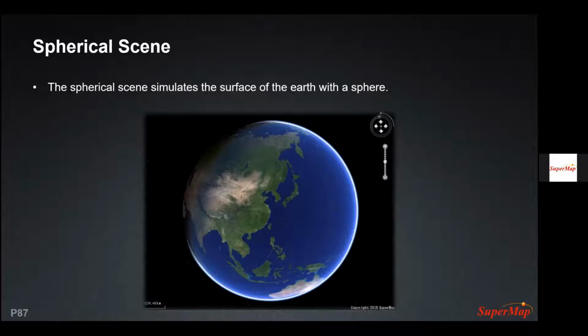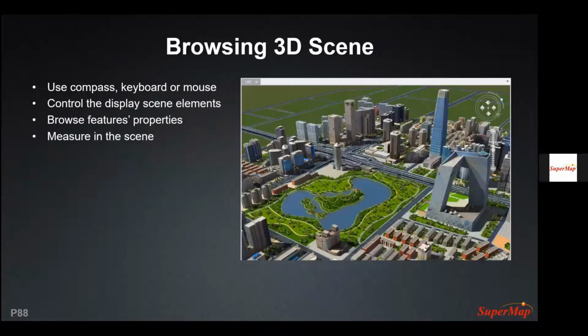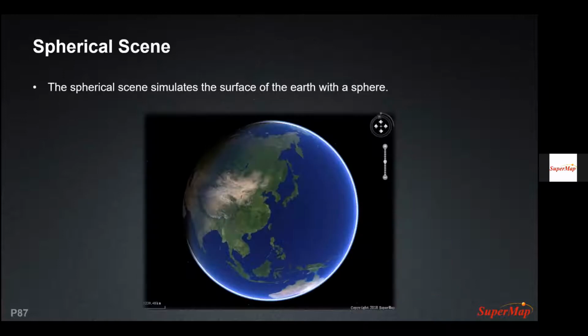And these spherical scenes can open data with a coordinate system, with spherical coordinate systems and others. So you can also locate your data in exact correct locations. For example, if the data is in a certain coordinate system, when you open this data, it will be displayed in the right locations.